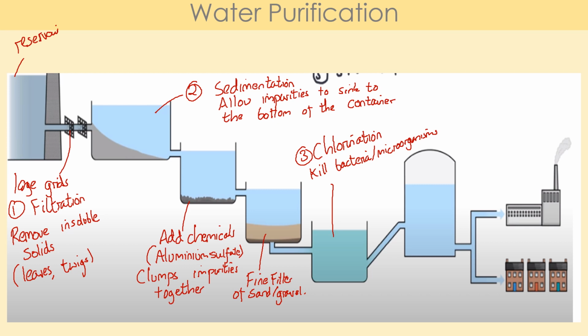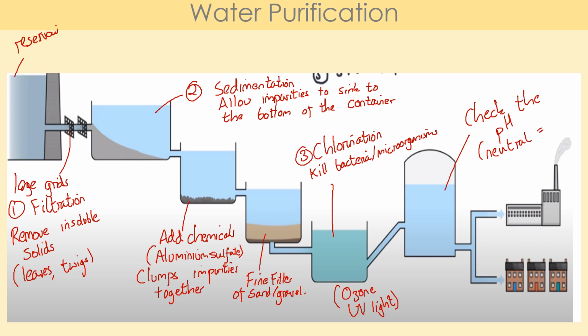They might also use ozone or UV light to do the same as well, but our main one is chlorination. Our last bit here, we want to check the pH. So we're going to check the pH to make sure it is neutral.